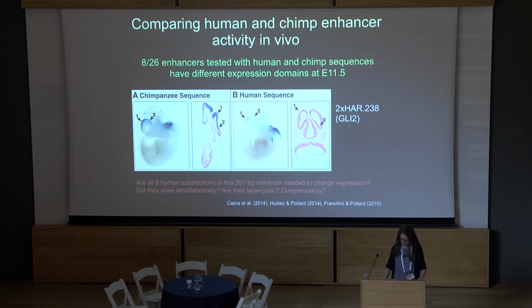I've wondered about that ever since I discovered HARs. They have so many differences. Is there sort of a driver mutation like we see in cancer and the other ones were along for the ride, or were they all important? Did they operate independently, or did one happen and another one compensated?